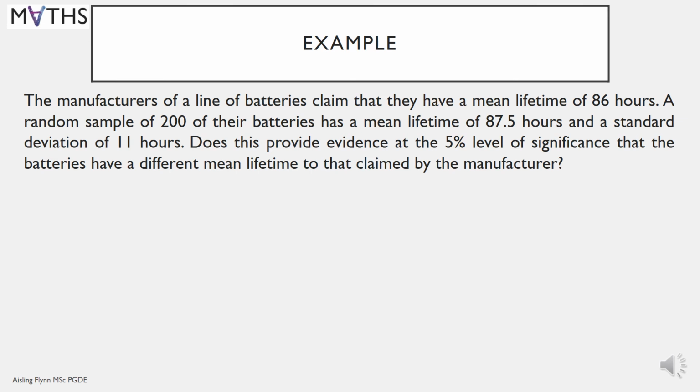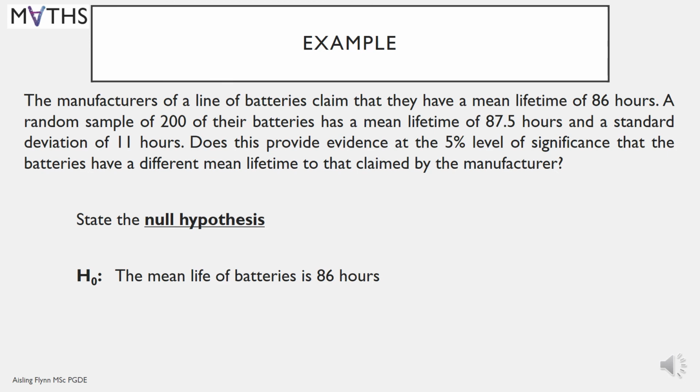Okay, so we're going to do our hypothesis test, and the first thing we'll do is to state our null hypothesis. So what are we going to test? The null hypothesis is the statement that the mean life of batteries is 86 hours. So H0 says that the mean life of batteries is 86 hours, or instead, if you wish, that mu, for mean, equals 86.